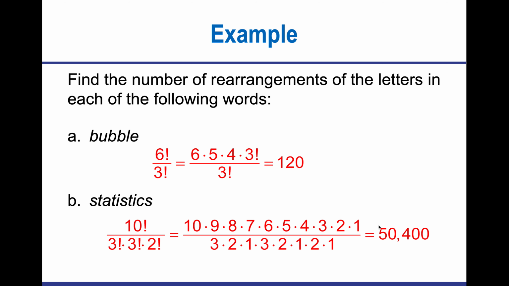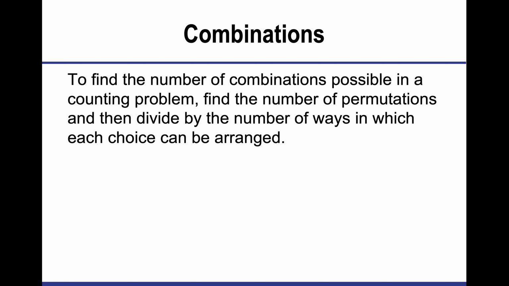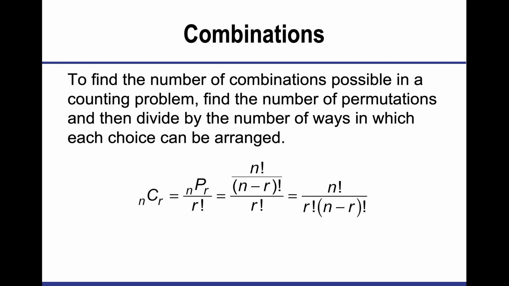So I get 50,400. Now a combination would be when the order makes no difference. So it's not a password. A password, the order of letters we enter into the computer has to be correct. So that's not a combination. A combination lock is not a combination because with a combination lock, you have to put the numbers in a specific order. So to find the number of combinations possible, we are going to use nCr.